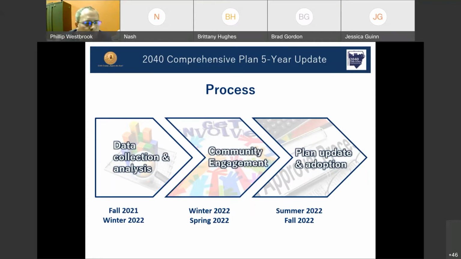But once we have completed the engagement phase of the project, the project management team will begin drafting an updated plan for adoption. And once that plan is complete, as I had mentioned earlier, there will be a 30-day public review before we submit to the Department of Community Affairs. And again, this will take place in the spring and summer, well before we plan to adopt the final draft in October later this year.